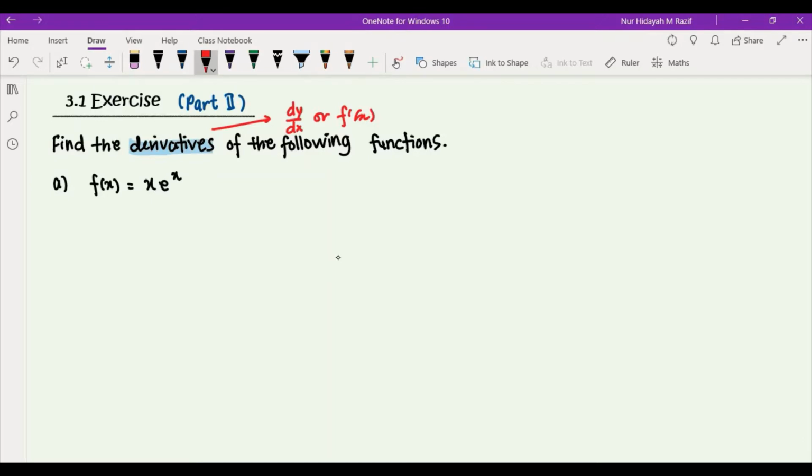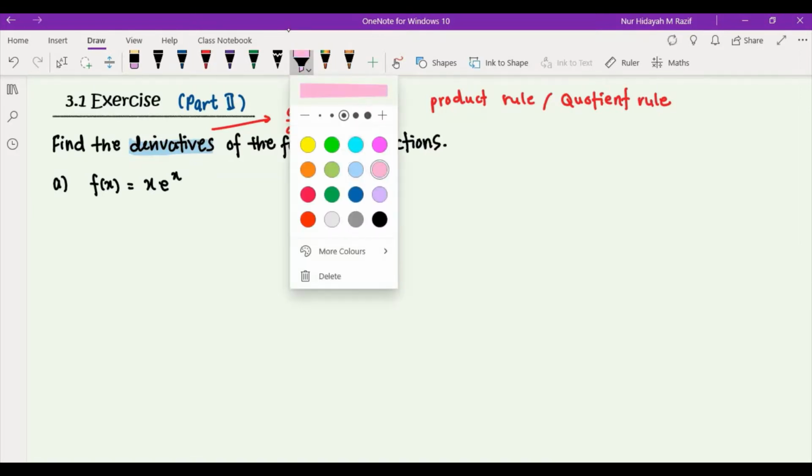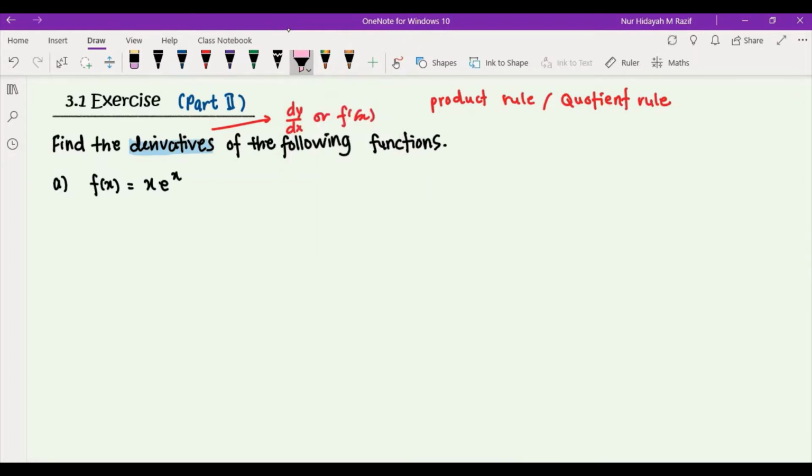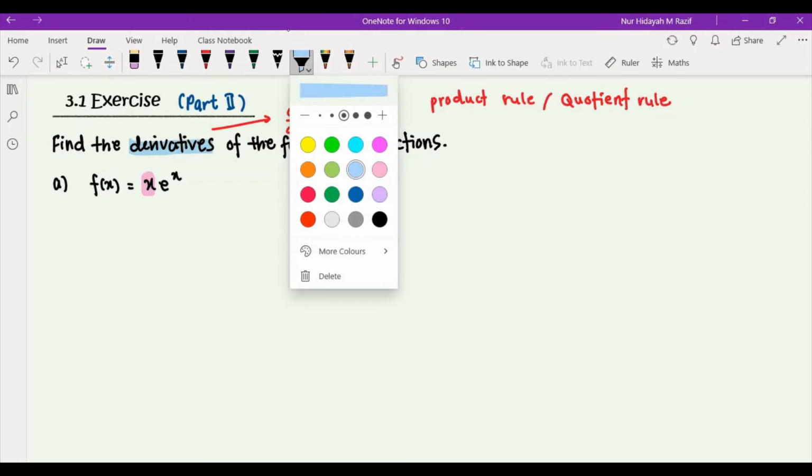So in this part, you are going to need to use either the product rule or the quotient rule to find your first derivative. So now let's proceed to the first question. In this question, if you take a look, you are given f of x is equal to x times e to the power of x. So this is an example of questions involving exponential function and you need to use the product rule.